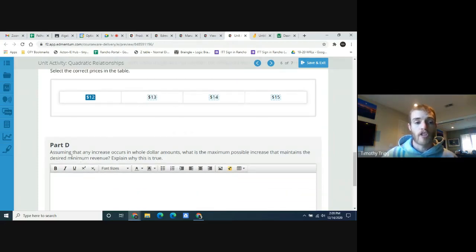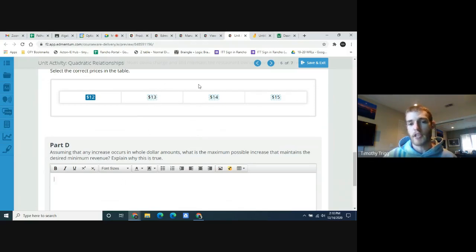Now in part D, assuming that any increase occurs in whole dollar amounts, what is the maximum possible increase that maintains the desired minimum revenue? Explain why this is true. So we already discovered that 12 works, but is that the greatest amount? Well, you'll have to check these other values to see. If 13 ends up working and the others don't, then you'd say 13 is the greatest price that it could have. If 14 works, then you'd say 14. If 15 works, say it's 15. Okay, so basically the highest value that works will go here.